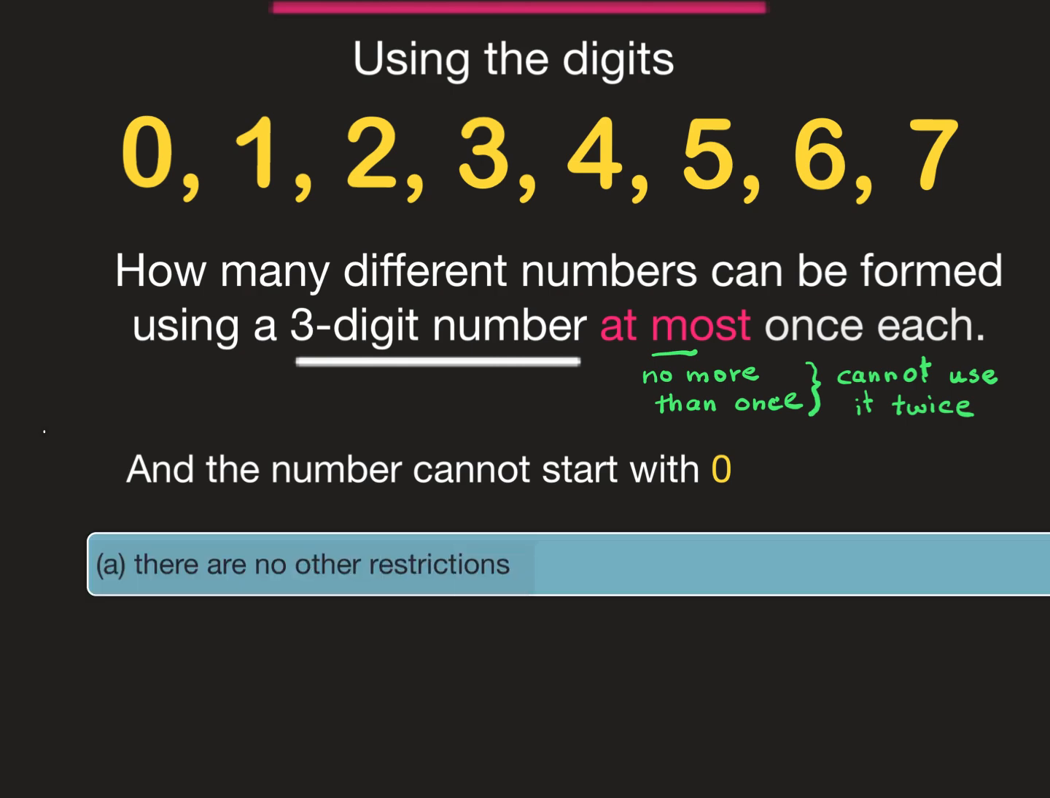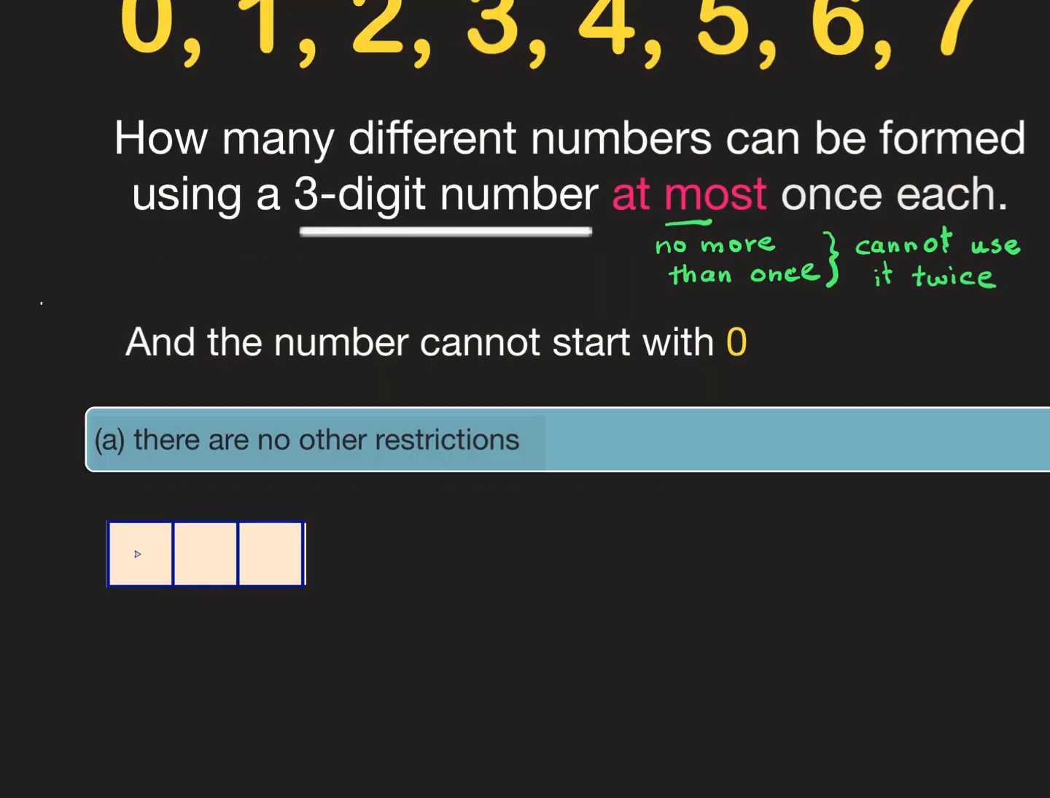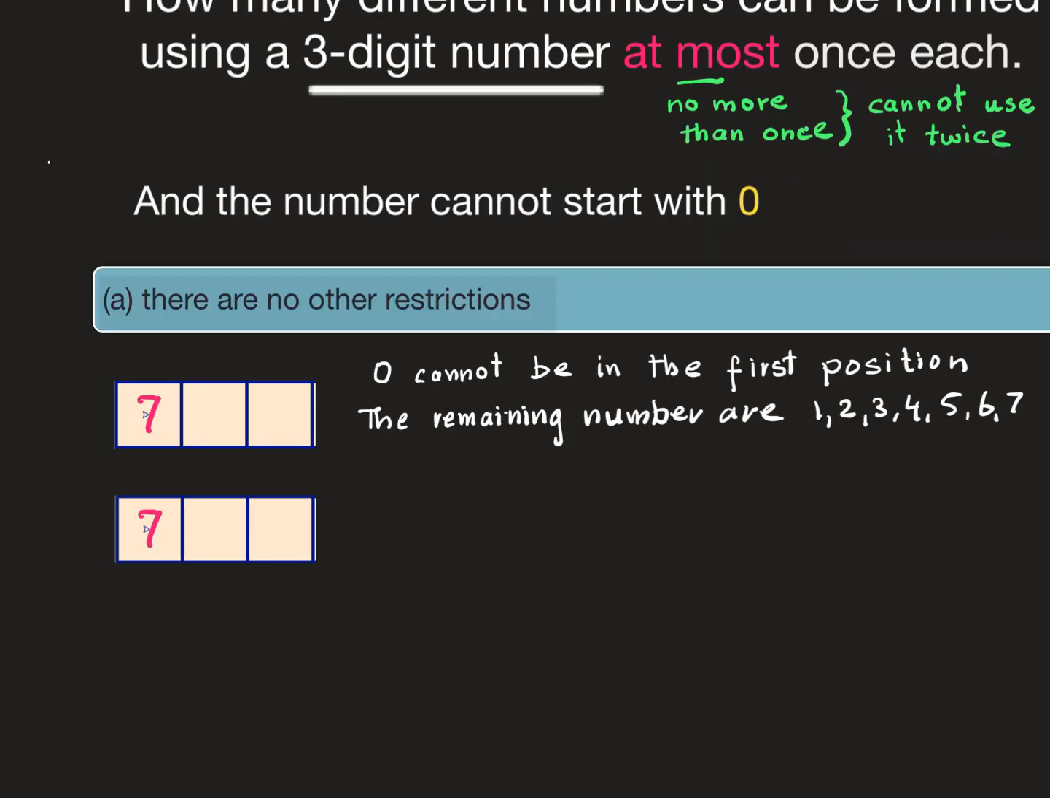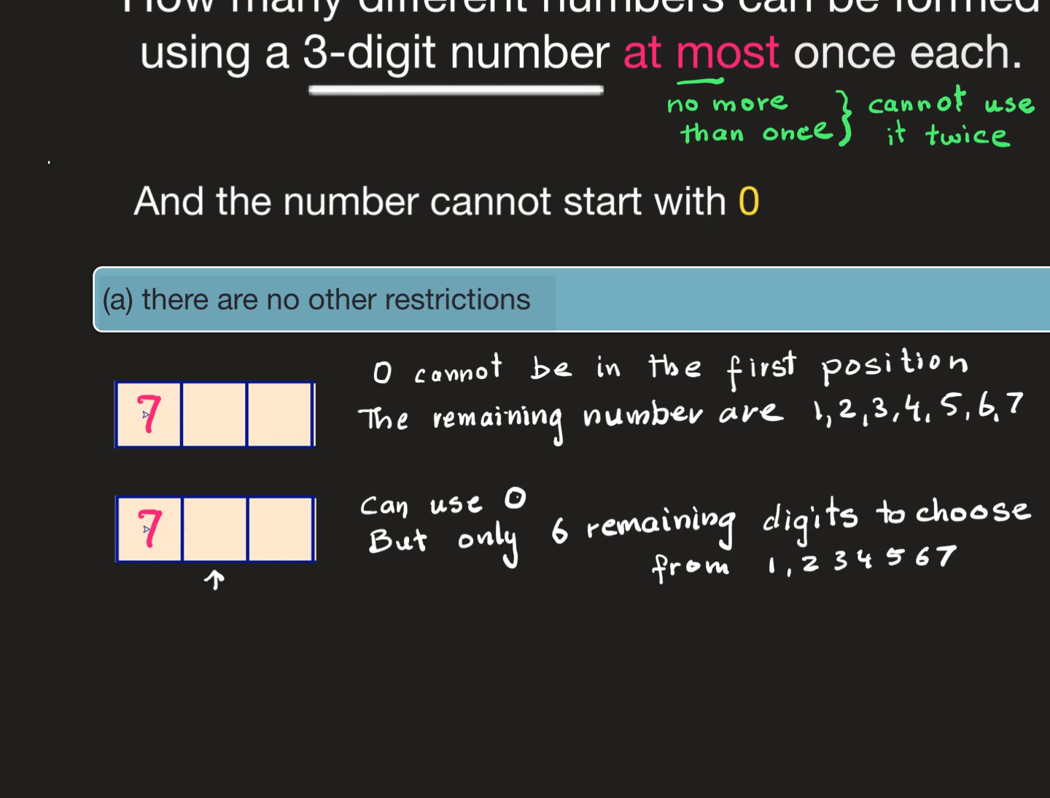So, if there are no other restrictions, we can start looking at the permutations using the following method. We have 3 positions to fill, but the first position cannot have a 0 digit in it, so there are only 7 digits left. So I can put 7 numbers in the first box. In the second position, I can use 0, but I only have 6 remaining digits to choose from. So that gives me again 7 digits altogether to choose from.